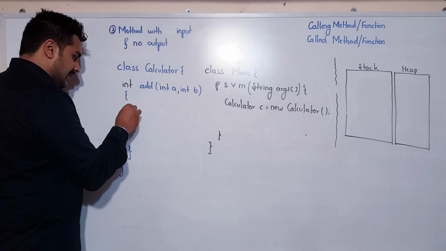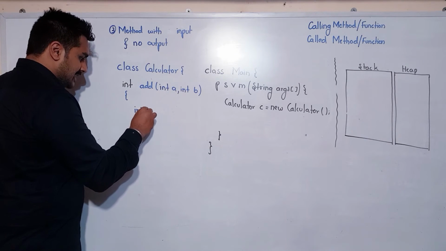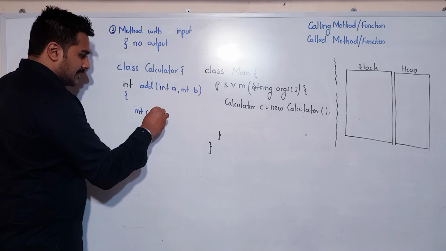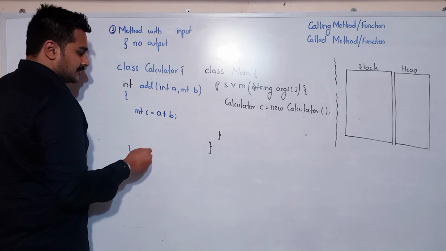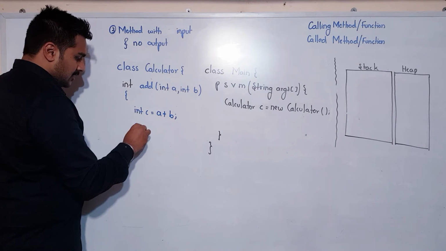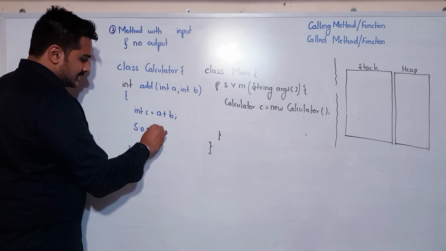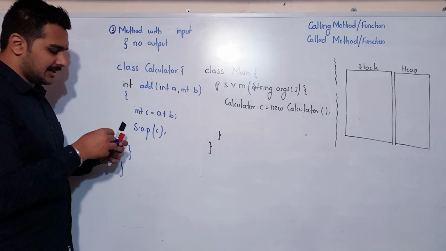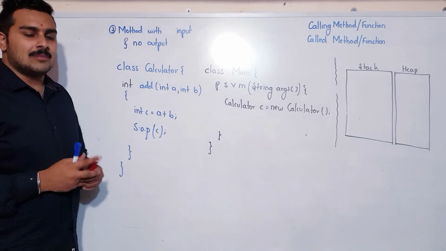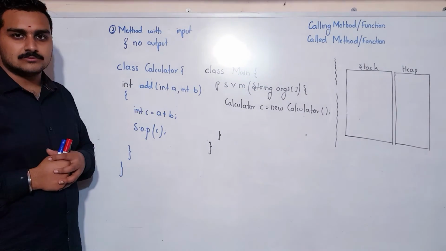So then what is that you're going to do inside this? I will tell integer type C is equal to A plus B. I will tell system.out.println C. You can directly print also A plus B, it will work. But still I am going to do it in this way.